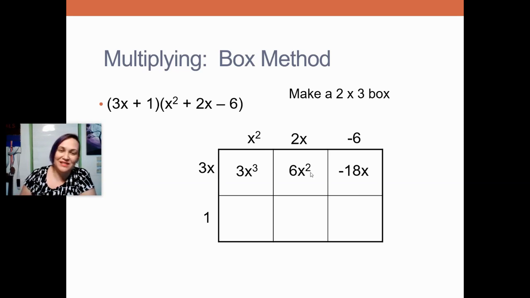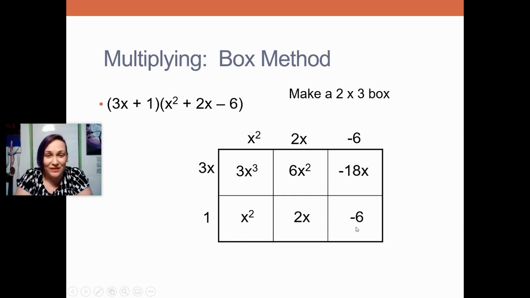Moving down to the second row. In the second row, I'm going to do the 1, and then in this first box, I'll multiply it by the x squared. That's just x squared still. In fact, all of these are just going to be multiplied by 1, so they're all just going to stay the same. So 1 times 2x is 2x. And then 1 times negative 6 is negative 6.